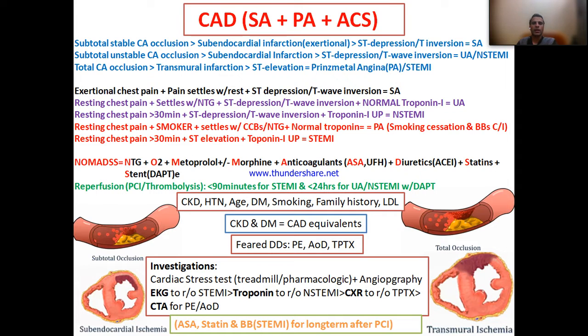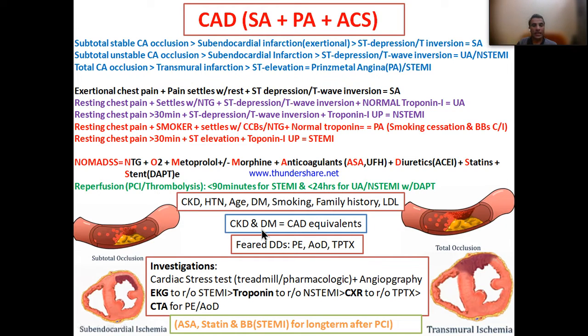Today I'm going to talk about coronary artery diseases. Coronary artery diseases involve stable angina, Prinzmetal angina, and acute coronary syndromes. Acute coronary syndromes include unstable angina, NSTEMI, and STEMI. Now, these are the risk factors which will increase the risk of development of coronary artery diseases.